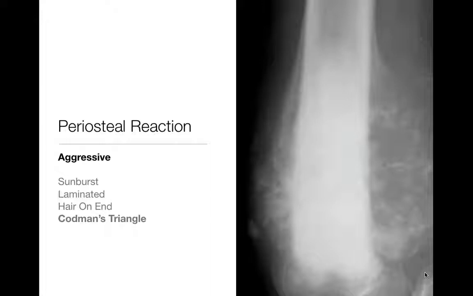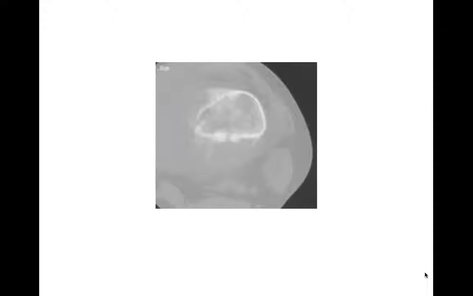In this case, Codman's triangle is the one that I think they always teach you in medical school, traditionally associated with osteosarcoma, but it doesn't have to be. Any aggressive process can give you that. We're just going to look at some different examples now, just to get a sense of all the different types of periosteal reactions that are out there.